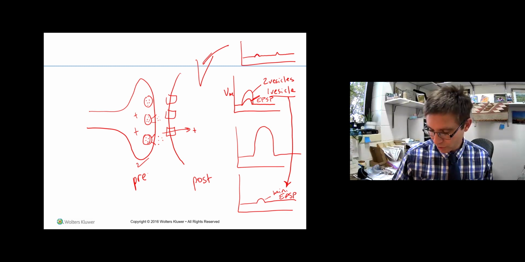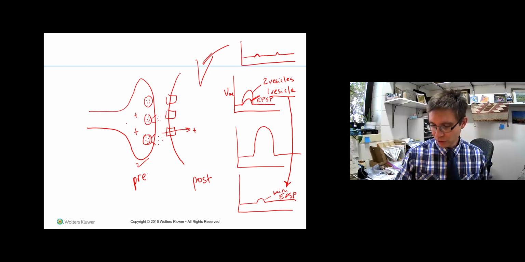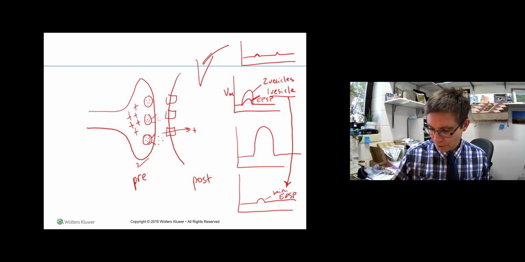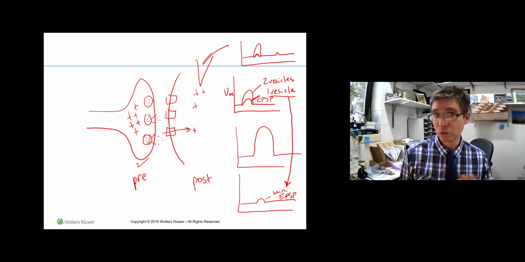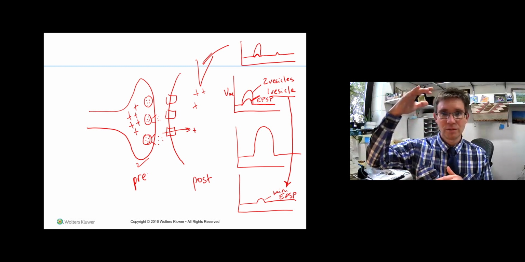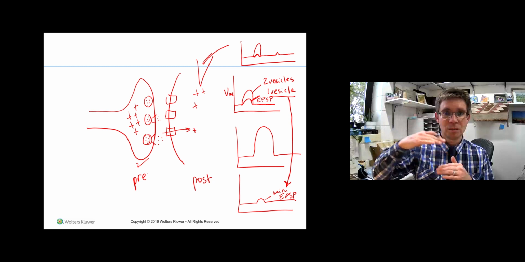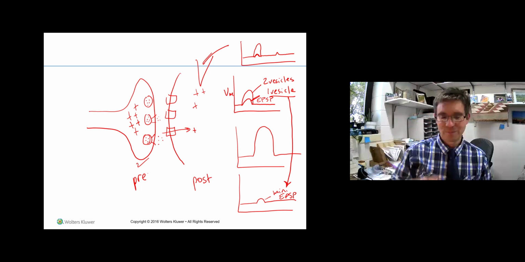But that's just one vesicle being released. When this neuron actually activates, it will be much more depolarized, and so the postsynaptic potential here will be much bigger. It'll be some factor bigger than a single mini EPSP, like 5 times bigger or 6 times bigger or 200 times bigger. You know the size of a mini EPSP, and so if you measure the size of an EPSP, it'll be some multiple of a mini.